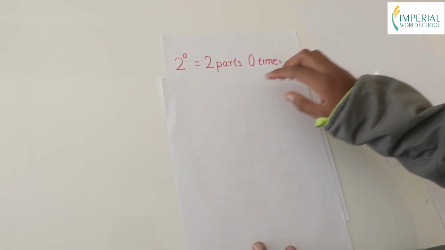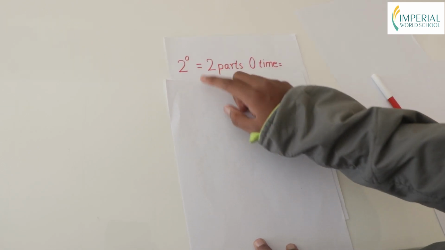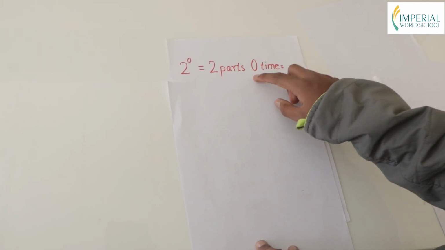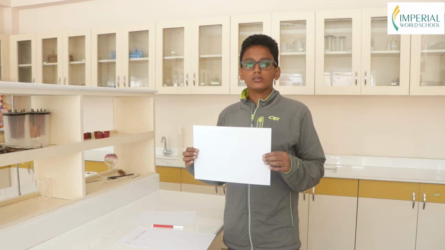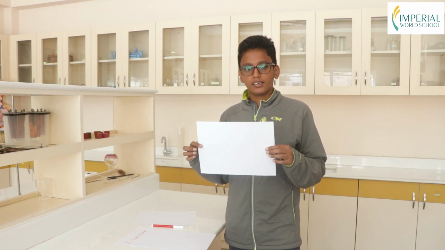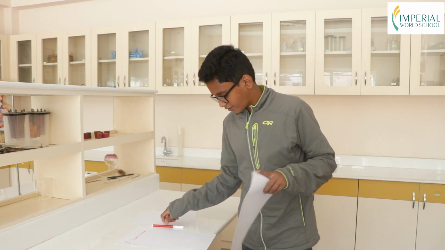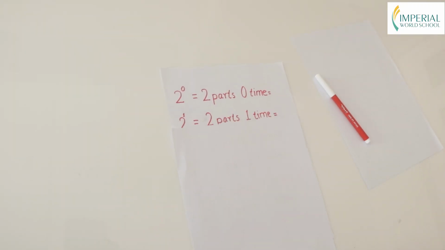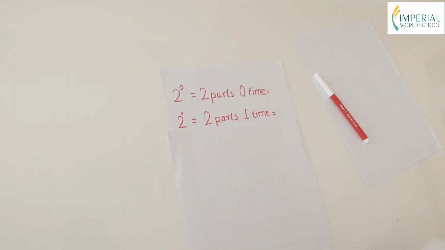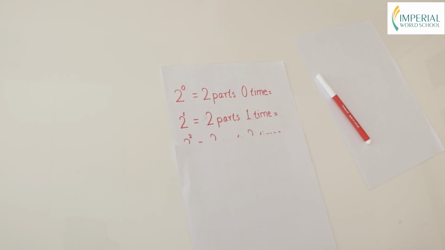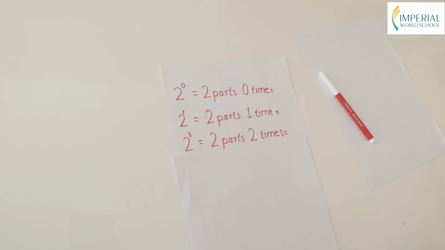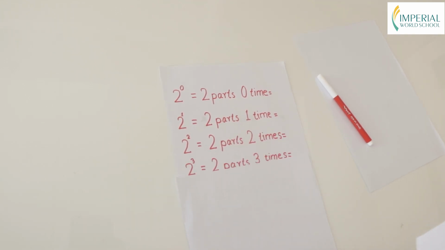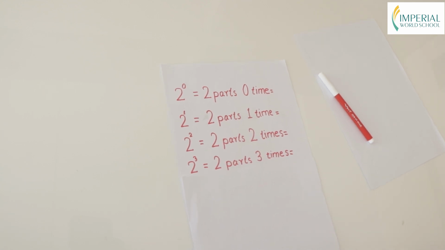Now I am going to show you the value of 2 power 0, which means 2 parts but 0 times. So how many rectangles are there? 1. Now I'm going to show you the value of 2 power 1, that is 2 parts 1 time, and 2 power 2, which is 2 parts 2 times, and 2 power 3, which is 2 parts 3 times.